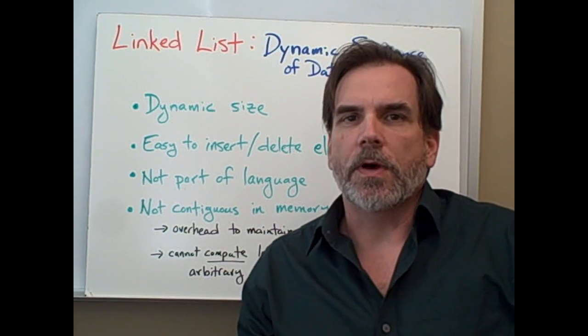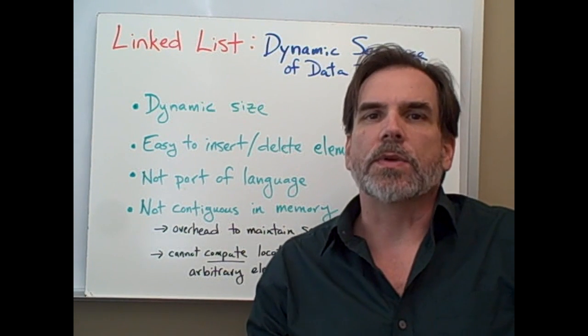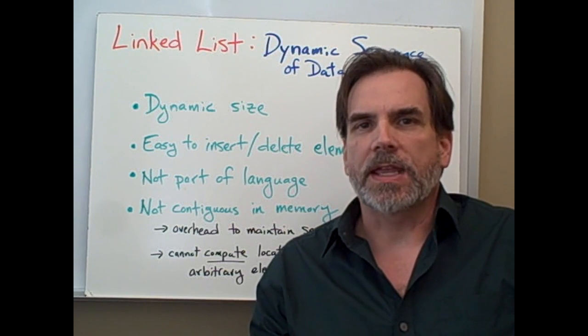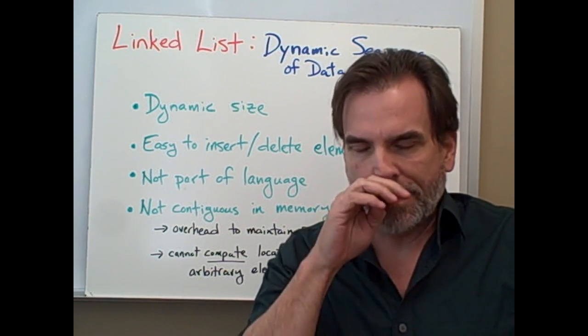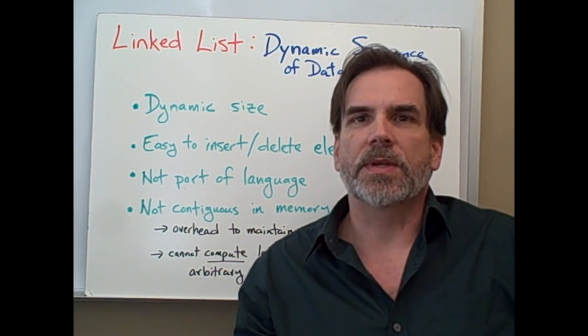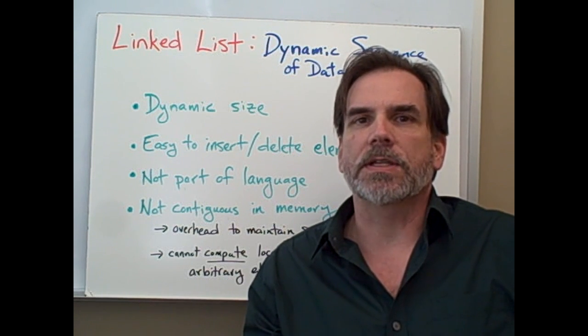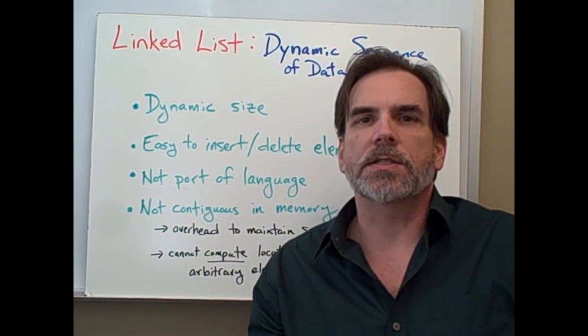Up until now, we've always used an array when we want to have a sequence of data items. So we allocate an array and we step through the array when we want to visit each item. But an array has some limitations. One is that it's a statically sized, or fixed size, sequence.